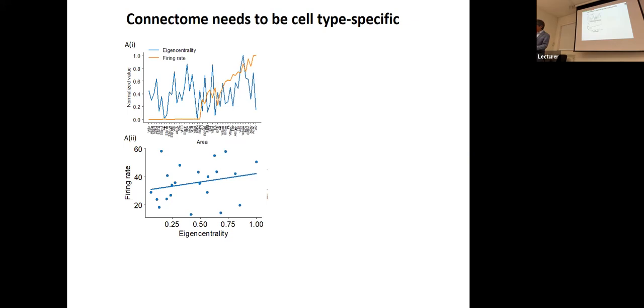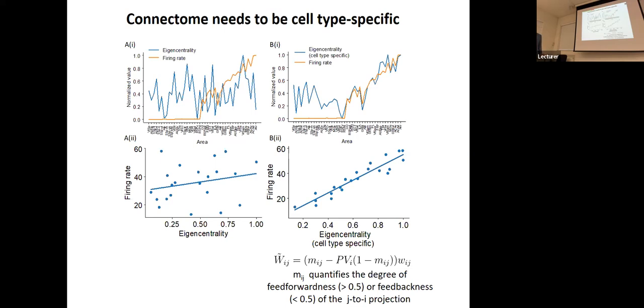So if reverberation is the one that maintains the persistent activity, well, if A excites B and B in turn excites A, then you have a loop. But if B excites inhibitory neurons in A, then you don't have an E to E loop. So we really should care about projecting to both E and I cells, and the relative weights of the projections that are cell type specific. So we modified the graph theoretic measures by incorporating the target cell types.